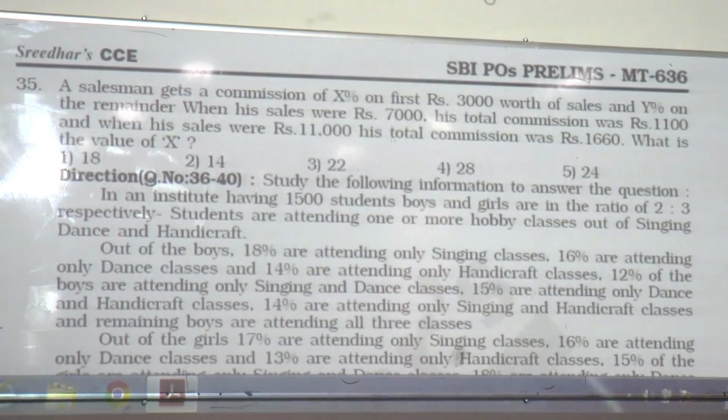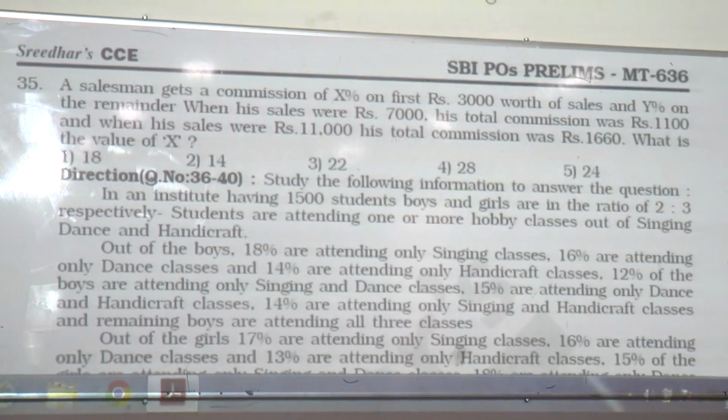Right. So he has something like slabs. First slab is for 3,000. For 3,000 rupees, he will get X%. And apart from 3,000, whatever the money you have, he will get Y%. X and Y values are not given.